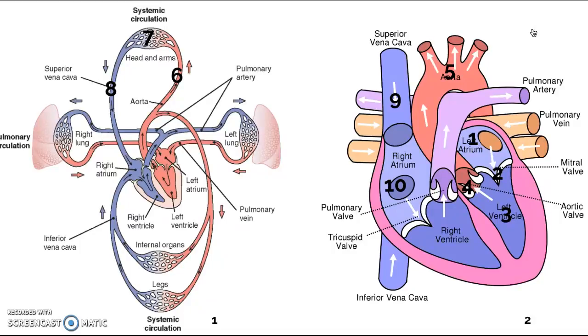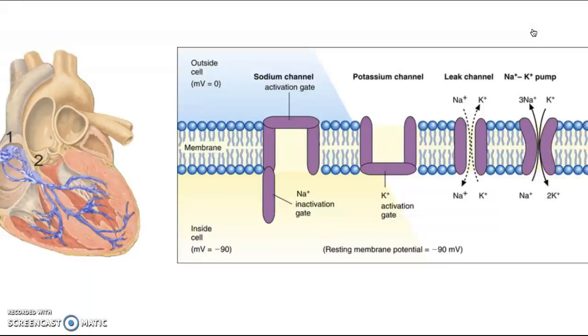From the right atrium, it would go to the right ventricle through the tricuspid valve, up through the pulmonary trunk via the pulmonary semilunar valve, and then it travels to the lungs through the pulmonary arteries, capillaries, and then veins. Okay, so now that we know the pathway of blood, we can understand how the blood moves.